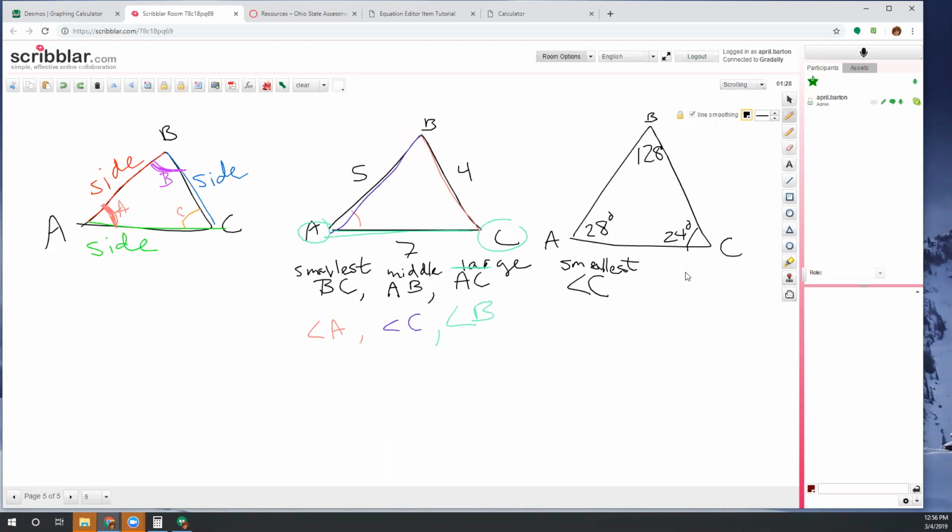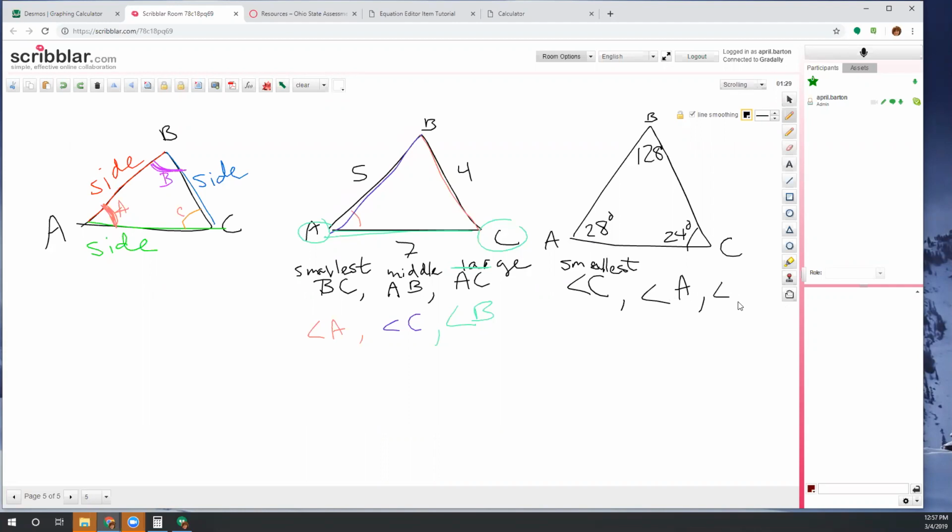What's the middle angle? 128 is going to be the largest because it's the largest number. So you said what's the middle? Would it be the 28? The 28, because 28 is bigger than 24, but it's still smaller than the last one. Okay. So it's the next biggest. Yes. And then what is the biggest? The biggest is 128.